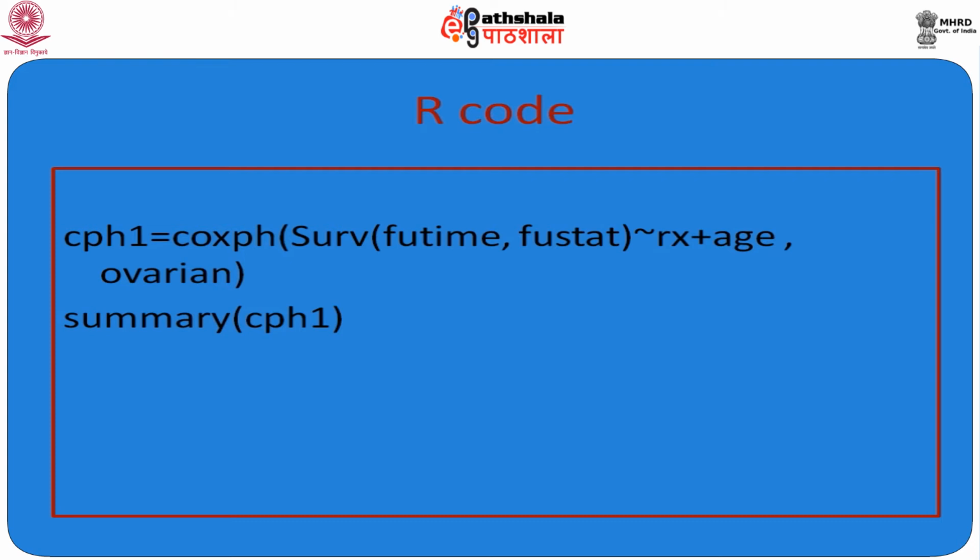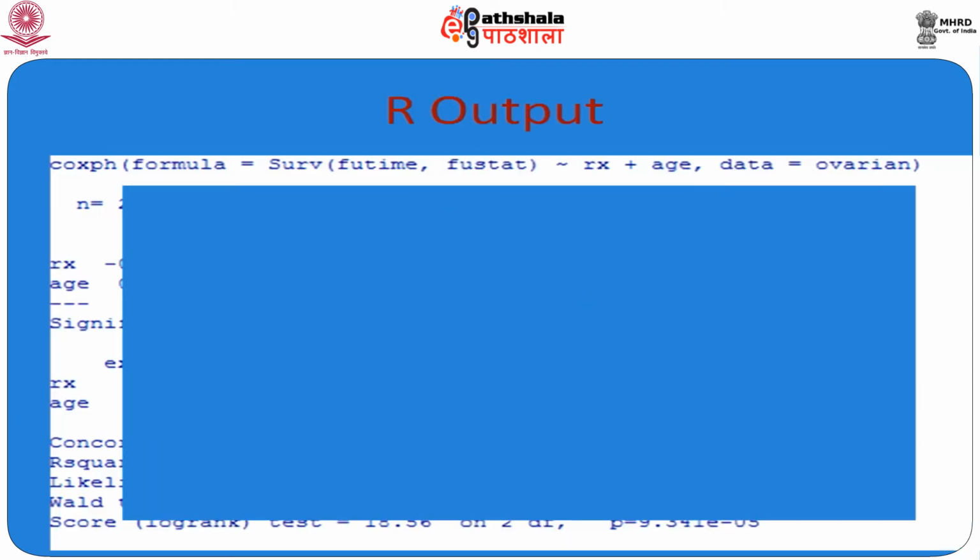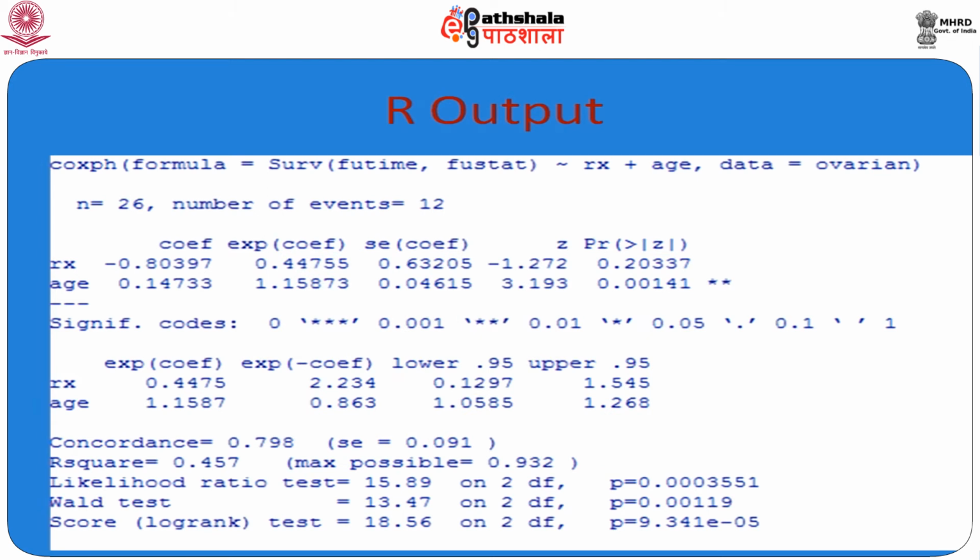After putting this in, the whole function's command is assigned to a name called CPH1, and again we are calling summary within parenthesis CPH1, and we will get the Cox proportional estimations. Now we are going to the next slide to get the Cox proportional result. This is the R output.